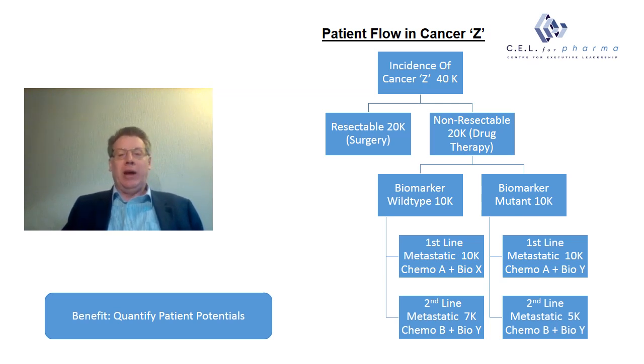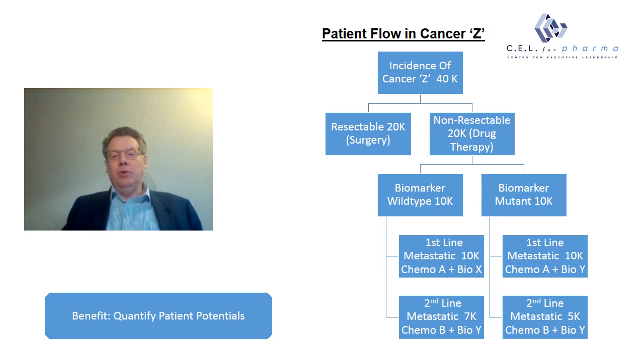In this particular case, the wild type patients would first be treated with chemo A and biological X, which would be a targeted therapy. And then afterwards, in the second line, after they have relapsed, chemo will be changed to chemo B, and the biological will also be changed.